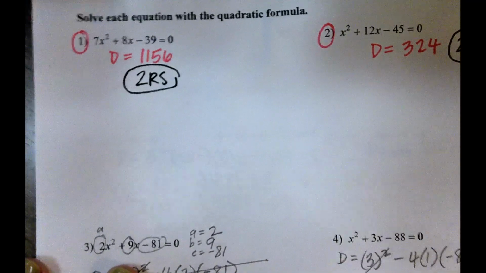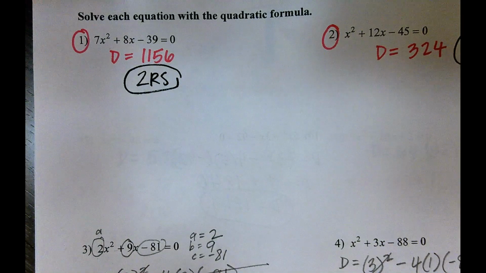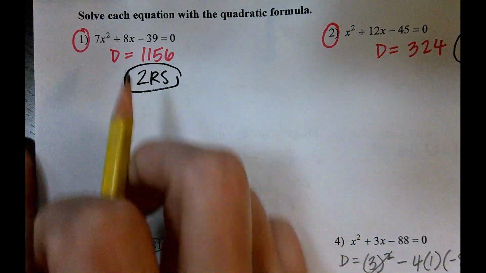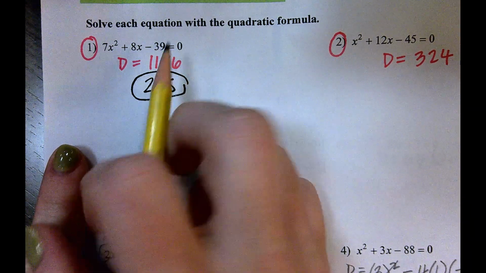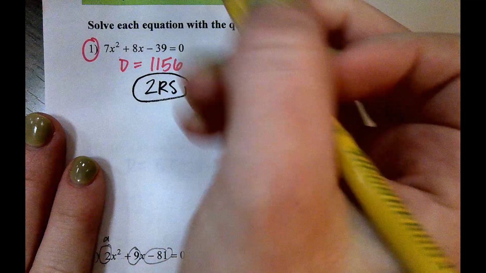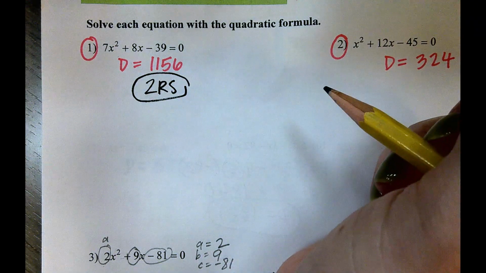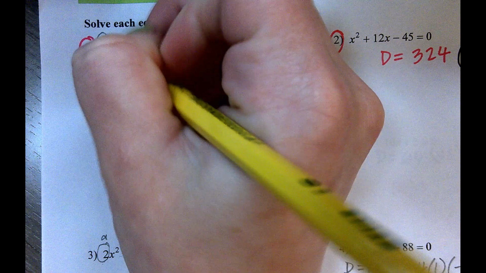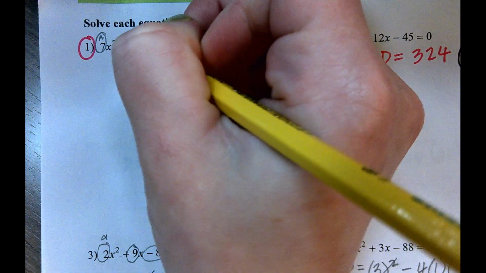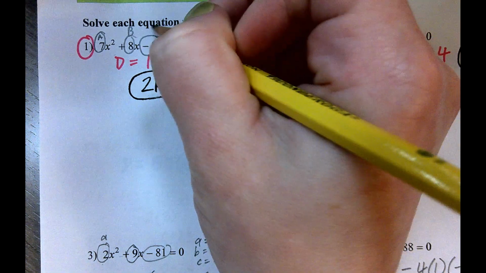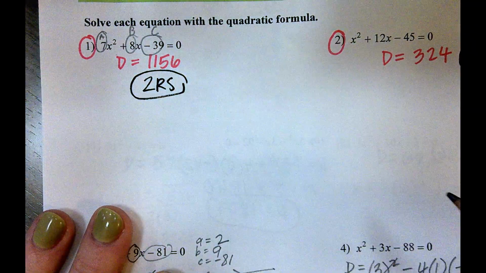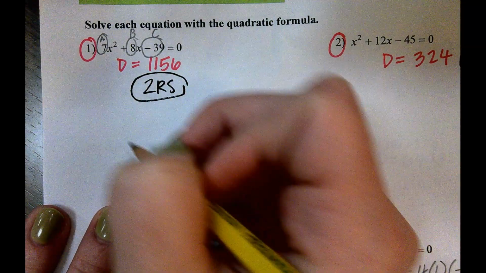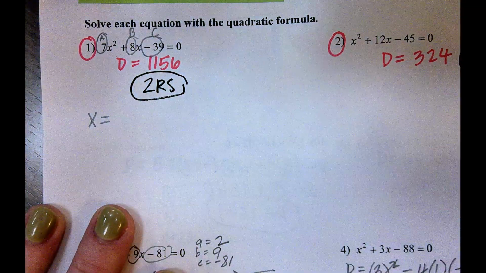Okay, so let's look at number 1. I have 7x squared plus 8x minus 39. Let's remind ourselves, what are my values for A, B, and C? 7 is A. B is 8. And then C is negative 39. Good. My discriminant is already found, 1156. So I'm going to start with x equals.